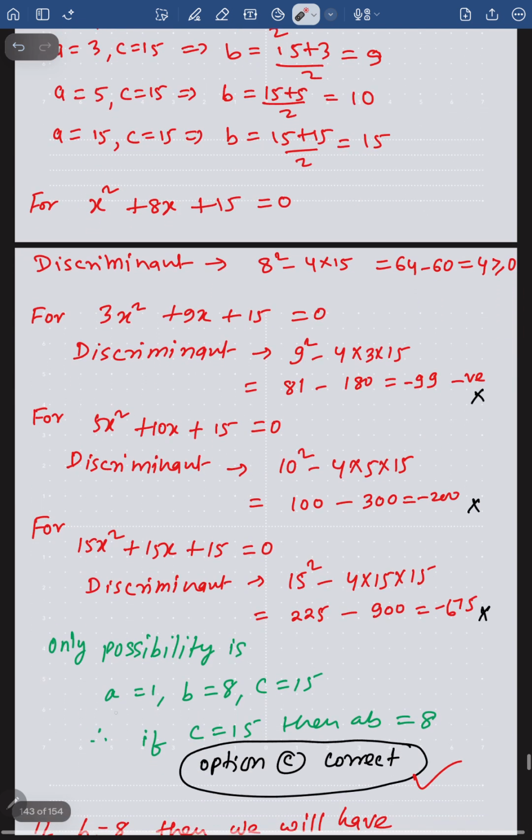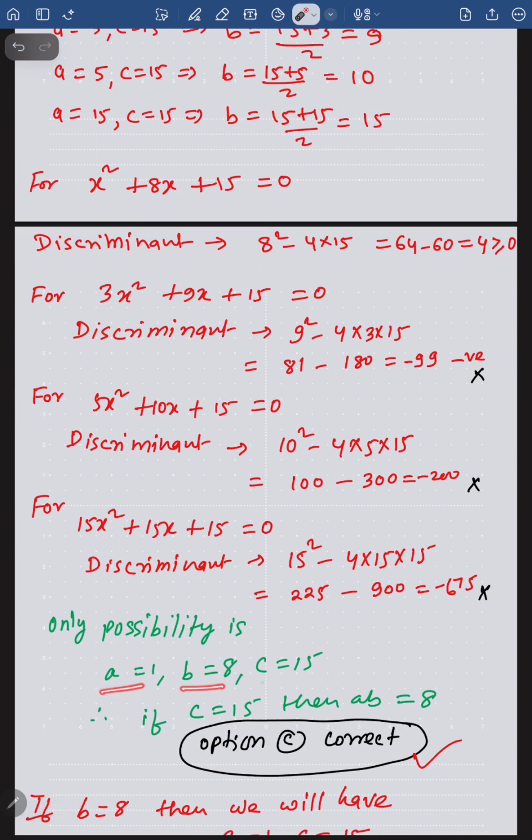So the only possibility is a is 1, b is 8, and c is 15. Therefore, if c is 15, b is 8. So option C is also correct.